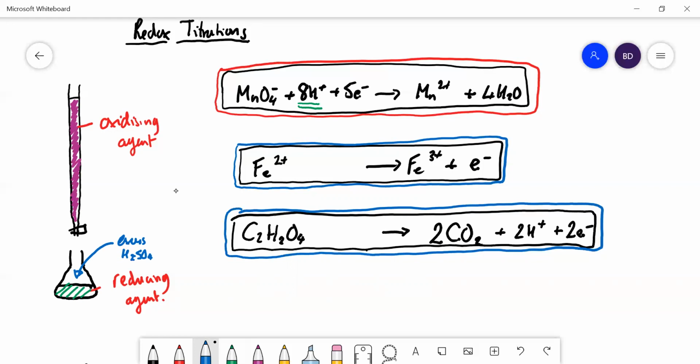Right, now let's think about indicators for this reaction. Well, you'll see you actually don't need an indicator. The oxidizing agent here is purple. That's the purple manganate ion. But when it gets reduced, it goes down to the Mn2 plus ion, and that's colorless.